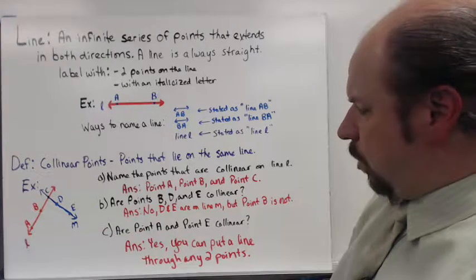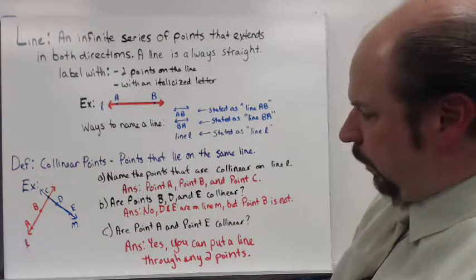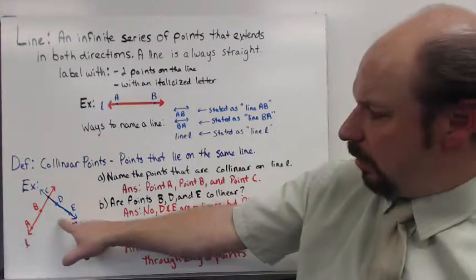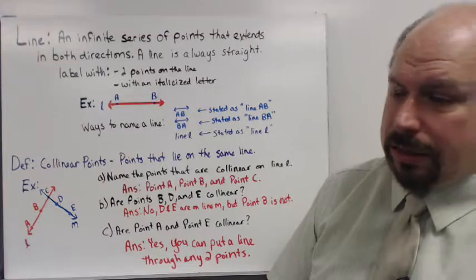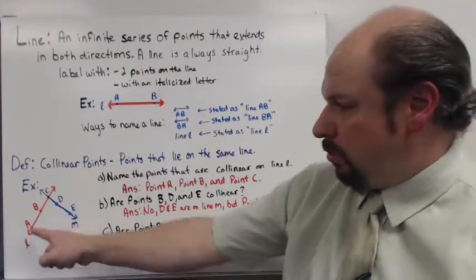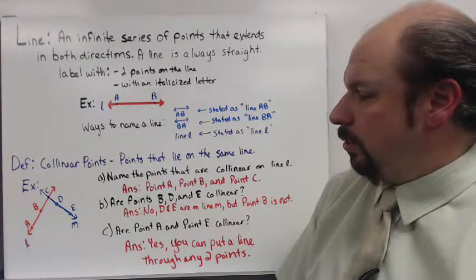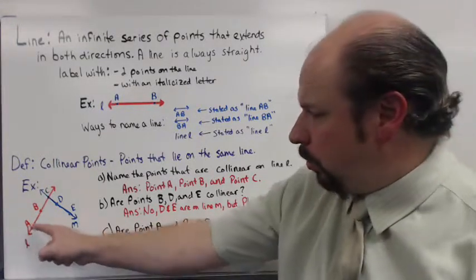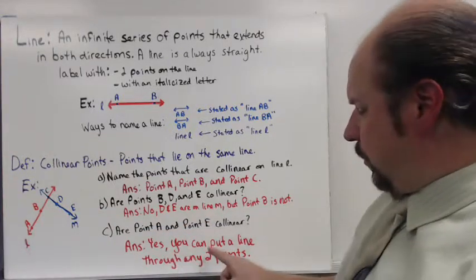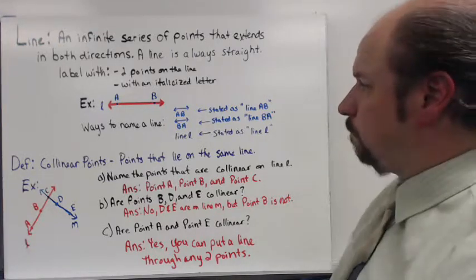And example C, are point A and point E collinear? Now this is kind of a tricky question because we don't have a line connecting points A and E, but in this particular case, since we have only 2 letters, since any 2 points could form a line, we could put a line through A and E. And so yes, you can put a line through any 2 points as our answer on that one.